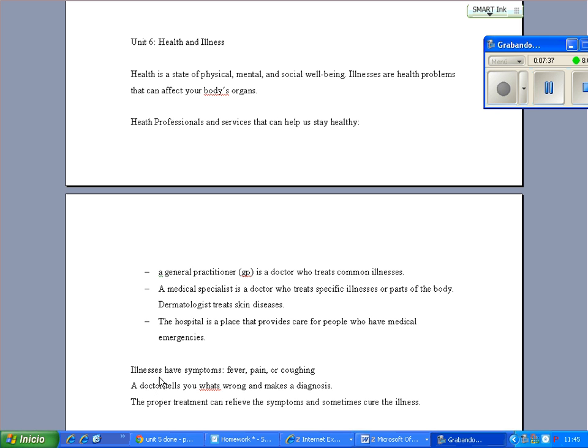Illnesses have symptoms such as fever, pain, or coughing, for example. When a doctor tells you what's wrong, he makes a diagnosis. The proper treatment can relieve the symptoms and sometimes cure the illness.